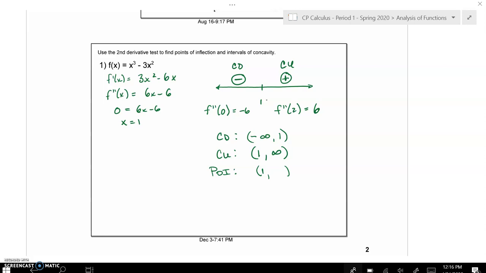So plug that 1 back into the original. When I plug it in here and here, I get, again, use your calculator for that, -2. Okay? So what we're going to do, I'm going to go over to a graph. We're going to check out the graph and see if that matches.